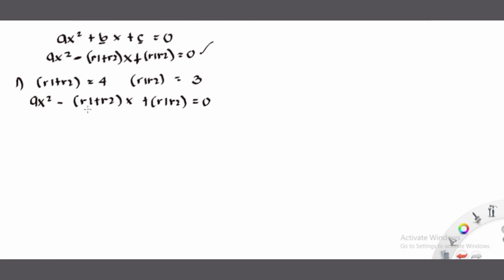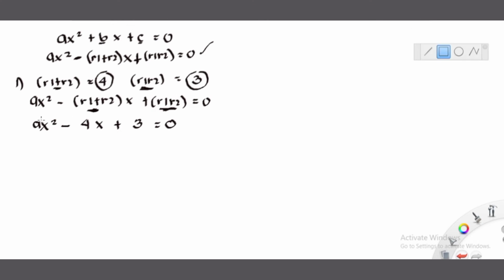So substitute the sum and the product. So we're going to have ax squared minus the sum. Ano ba ang sum? That is 4. So we will put here 4 and then x, 4x plus r1 times r2, the product, that is 3, plus 3, and then copy equals 0. Again, we will copy ax squared minus the sum, r1 plus r2, that is 4x, plus the product, r1 times r2, that is 3, equals 0.